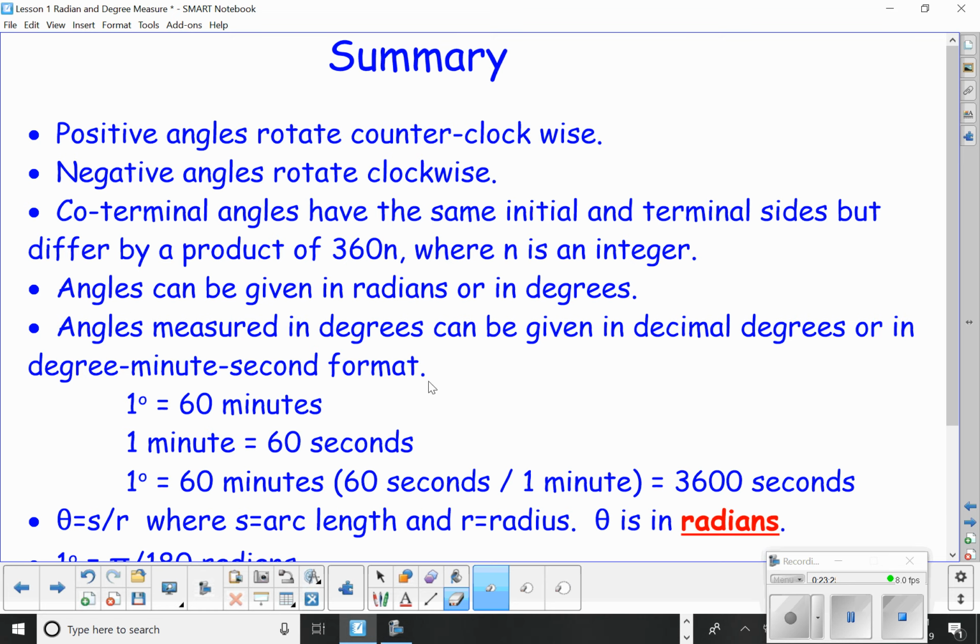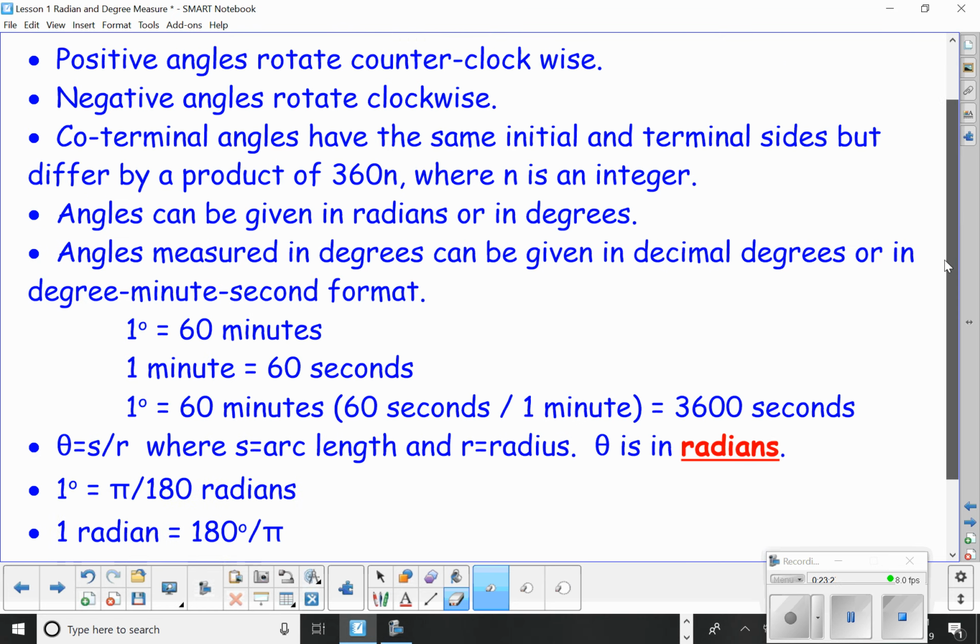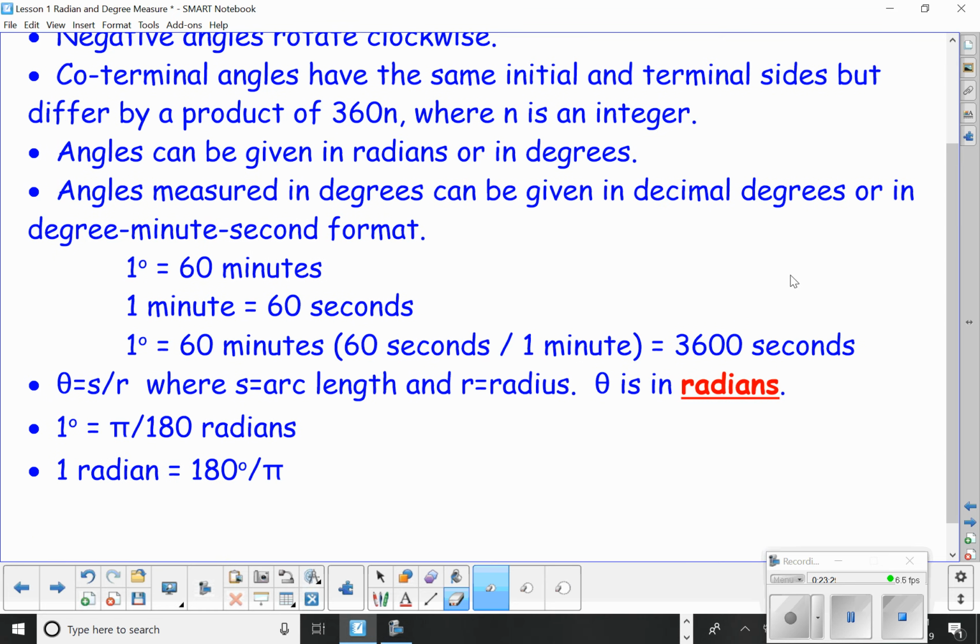Don't forget that 1 degree is equal to 60 minutes. 1 minute is 60 seconds. Think of a degree as an hour. 1 degree is equal to 60 minutes. 60 seconds per 1 minute gives you 3,600 seconds. Do your conversions. Just change things to fractions.